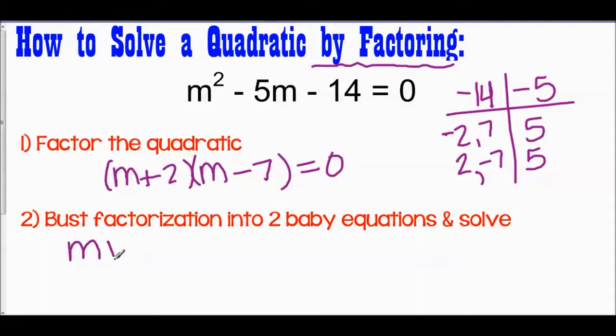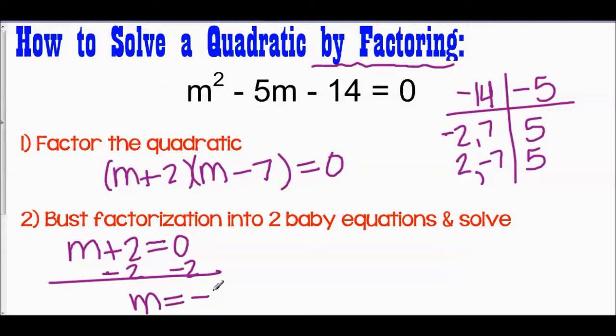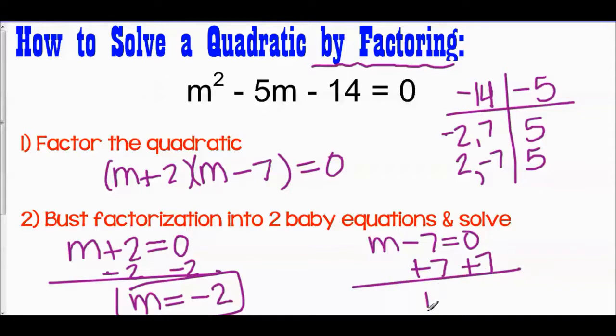So I'm going to have m plus 2 equals 0. Then when I solve it, subtract 2 from both sides, I'm left with m equals -2. And then the other one will be m minus 7 equals 0. So I add 7 to both sides, and I have m equals +7. So I have two solutions right there.